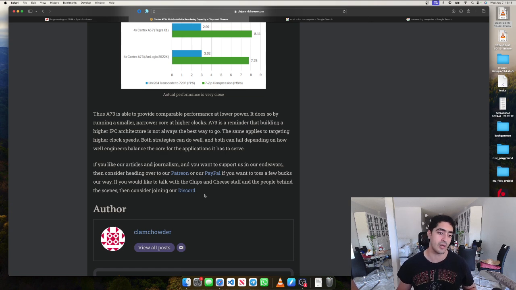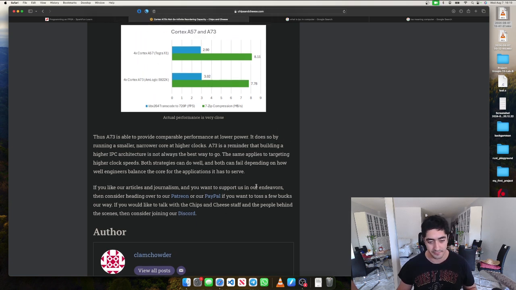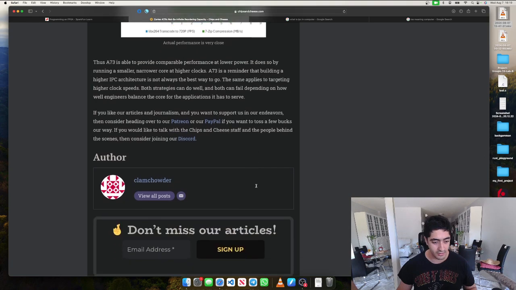It does so by running a smaller, narrower core at higher clocks. A73 is a reminder that building a higher IPC architecture is not always the best way to go. The same applies to targeting higher clock speeds. Both strategies can do well, and both can fail depending on how well engineers balance the core for the application it has to serve. If you like, okay, that's good.